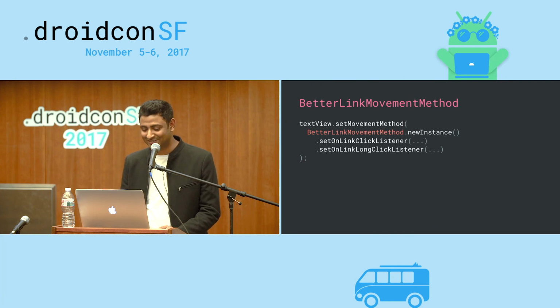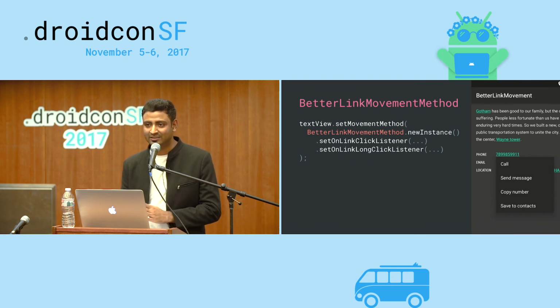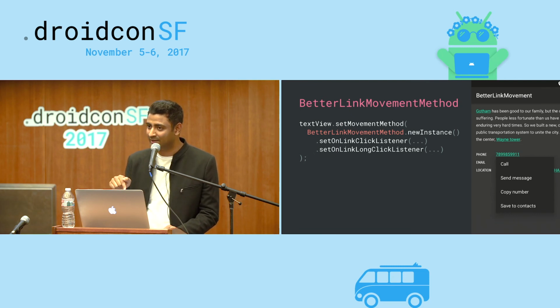The first thing that it offers is a simple way to listen to clicks and long presses on hyperlinks. This is something that is not offered out of the box by Android. A good use case for this can be handling phone numbers in your application, where instead of taking the user directly to the phone dialer when the phone number is clicked, you might want to offer options like calling the number or sending an SMS or saving it to contacts, etc.